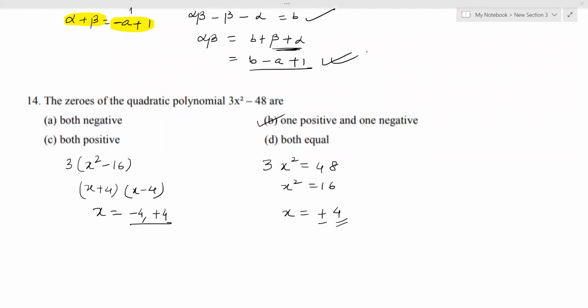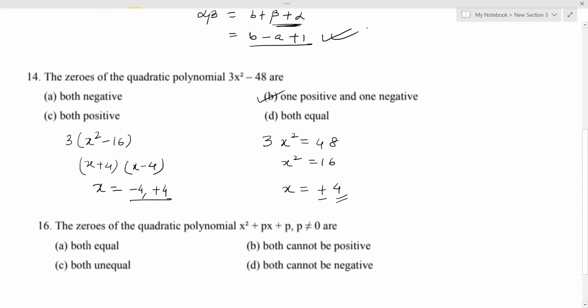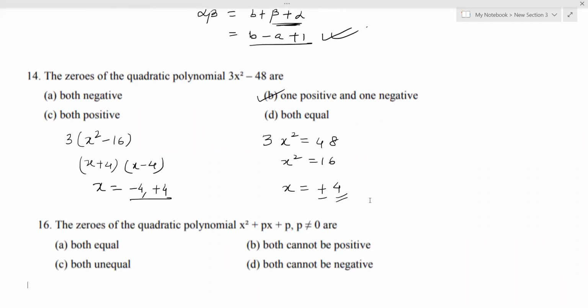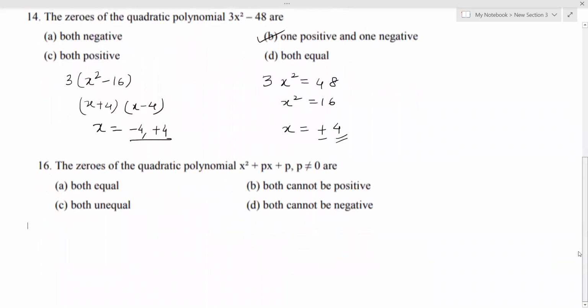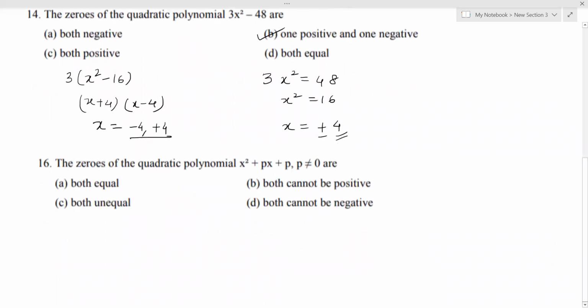Next one is, zero of a quadratic polynomial x square. All of you write in the chat box whether it's positive, negative, or whatever it is. Just put in the chat box once. What is the answer for this? Just tell me the answer for this, children, all of you.